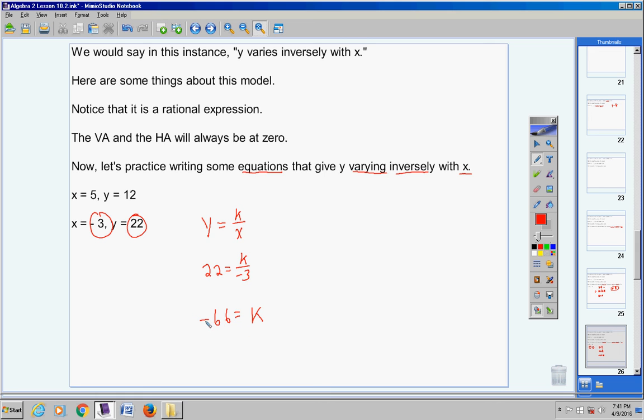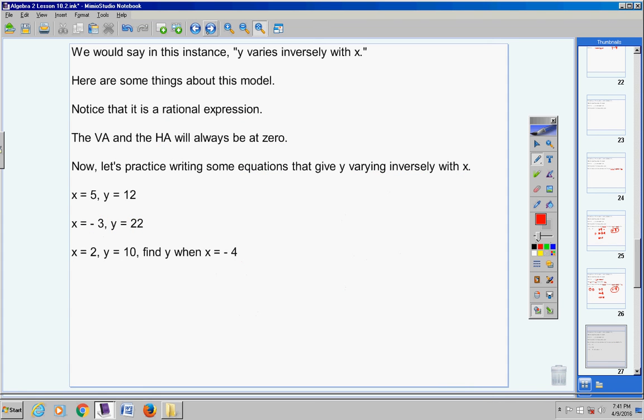So there's my k. Now that I know what k is, I can quickly write my equation by picking up negative 66 and putting it right here for k. So y equals negative 66 over x. And look at that, there we go. And don't forget, that is an inverse variation equation. Thus it is a rational expression. Thus this equation has vertical and horizontal asymptotes at 0. Okay? Alright, moving on. Let's try another one.